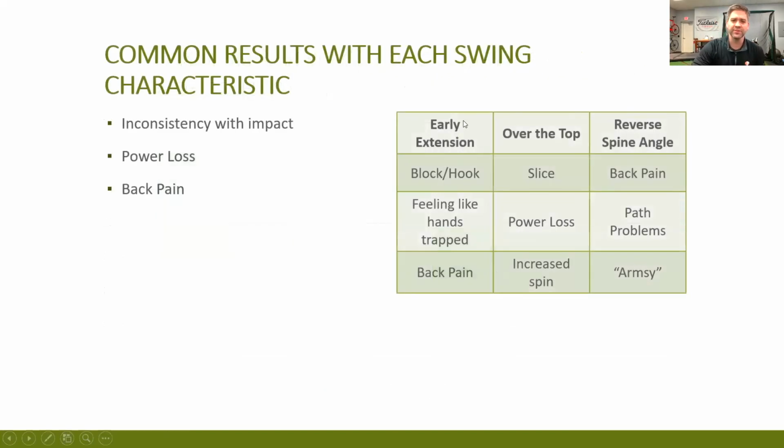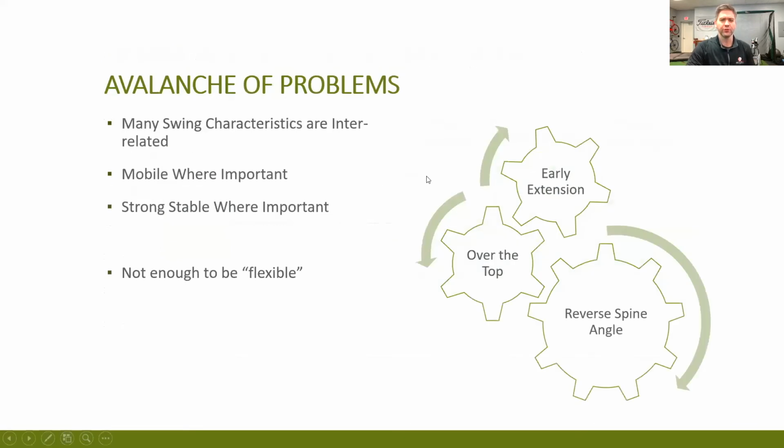So again, some of these swing characteristics, common things that we see: inconsistency with impact, power loss, and back pain. So that early extension is going to lead to a block or hook, feeling like your hands are trapped, back pain. And over the top, obviously, like we said, is a slice, and it's a huge power loss for people, and increased spin. And then the reverse spine angle, back pain, path problems, and getting really, really armsy with your swing. So I wanted to go through that briefly, just so you get an idea of what physical limitations and how they can lead to swing characteristics, and then obviously how that leads to ball flight concerns.